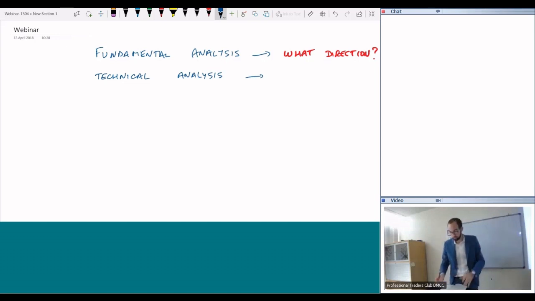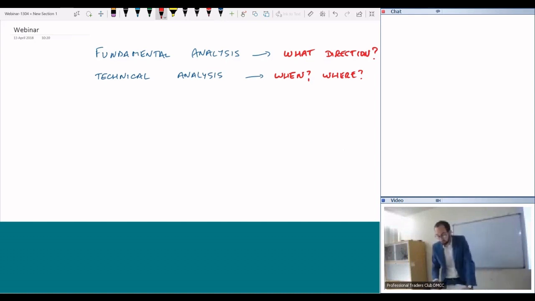And entering with precision is the job of the technical approach. Here, you will answer the question: when to enter, and where to enter. What is the right time, and what is the right place for you to enter the market?